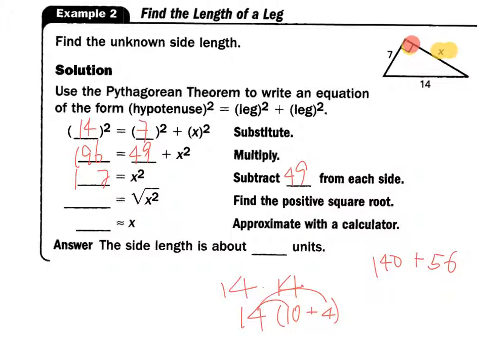196 minus 50 is 146, so I have 147. There we go. And then if I take the square root on both sides, you can use a calculator. I don't have a calculator, so use a calculator. You should be able to find that answer fairly quickly.